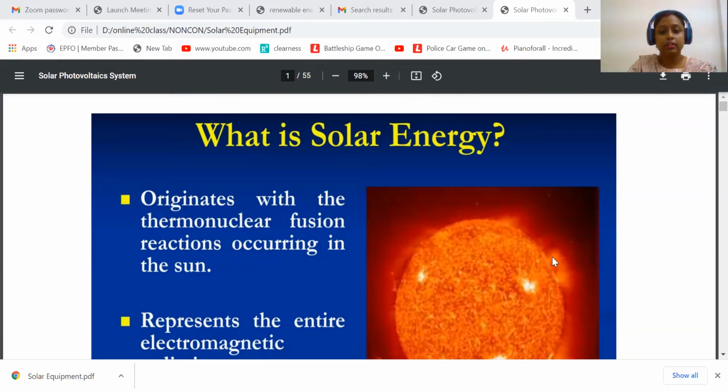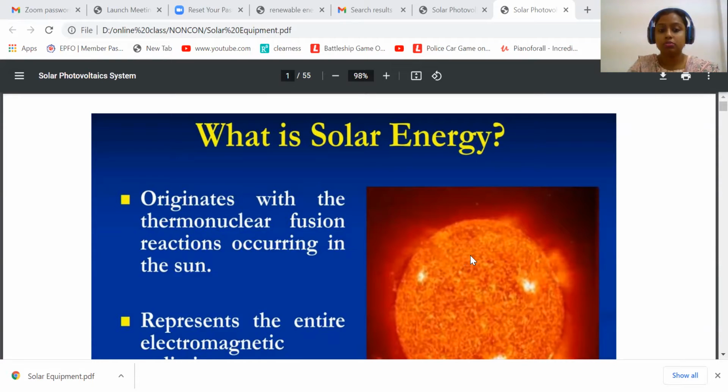Today's lecture is on solar photovoltaic. We will study how solar energy is available at a particular site, how much is available, and how we can convert that solar energy into electricity. This is the subject of non-conventional energy sources, and within it we have solar photovoltaic. This is lecture number 3.